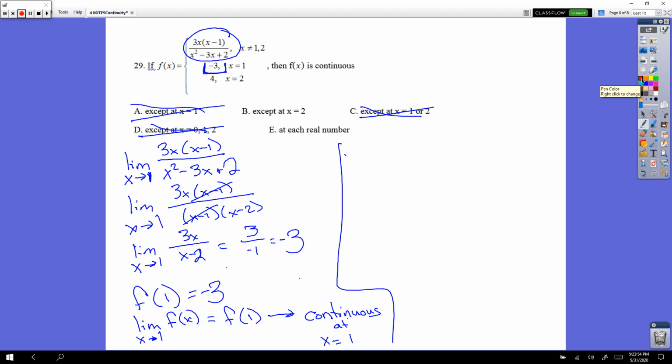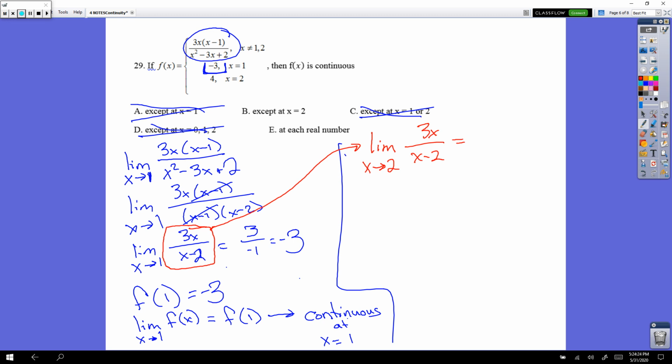Same exact process, okay? Now, I'm going to skip all the factoring stuff because we already did that, and I'm just going to take my simplified function and use that. That'll speed up the process here. So the limit as x approaches 2 of 3x over x minus 2. Now, there's nothing else I can do to simplify this function. So when I substitute and plug in, the denominator is 0, right?